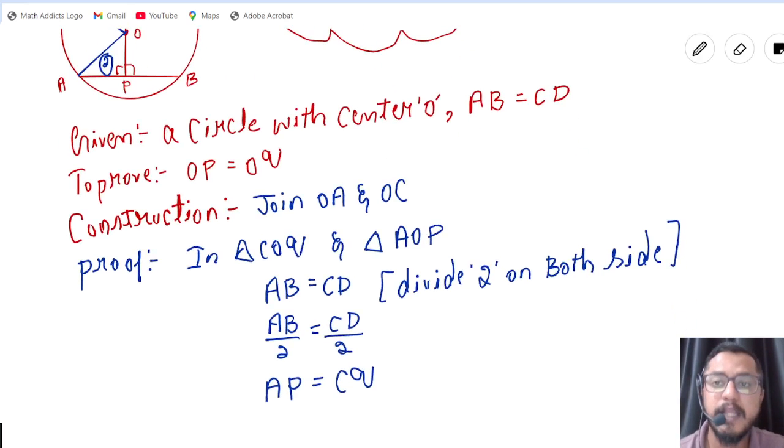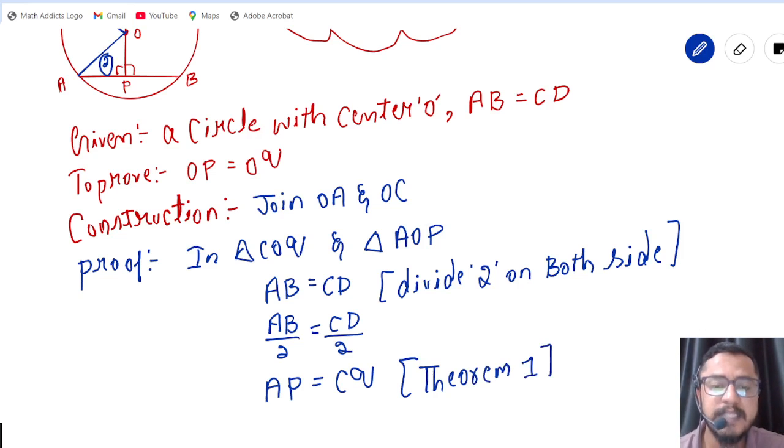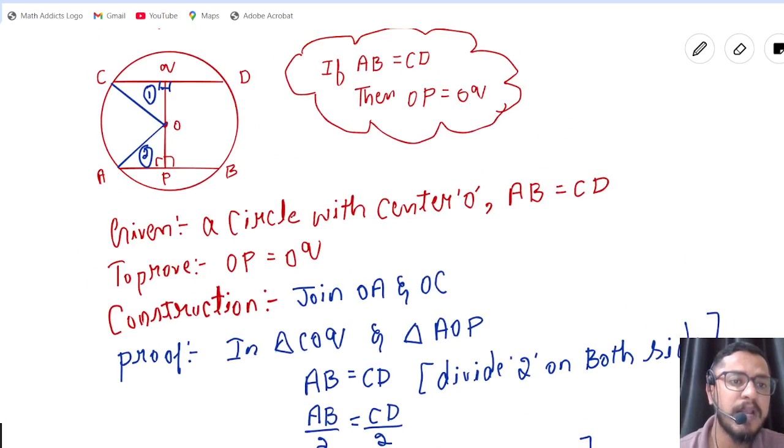One side I got. Here you have to write theorem 1. What does the theorem say? A line segment drawn from the center perpendicular to the chord bisects the chord. You write the entire statement here. Clear? So what I got? I got AP is equal to CQ.